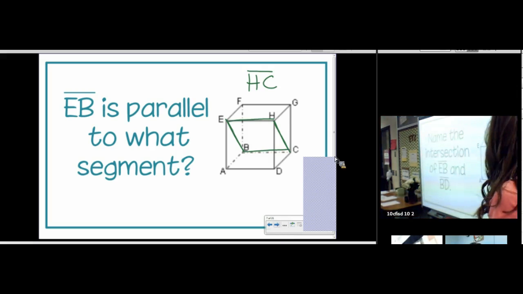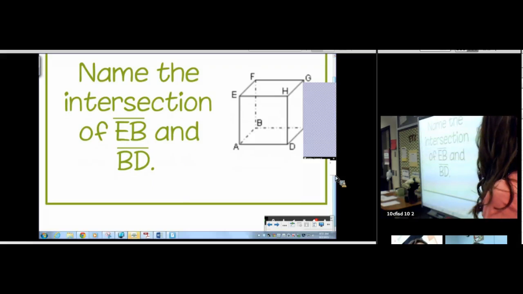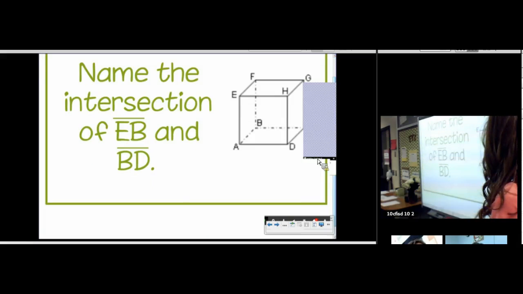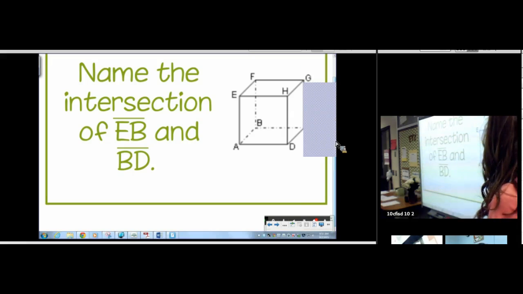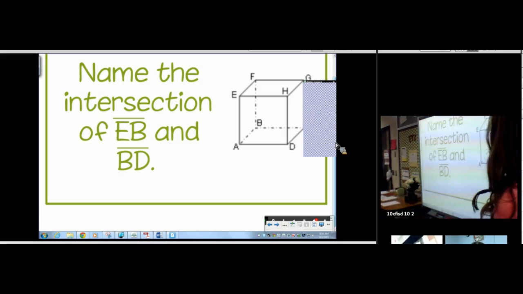Name the intersection of EB and EBD. Okay, y'all don't have to raise your hand anymore because they're all showing up on my screen.